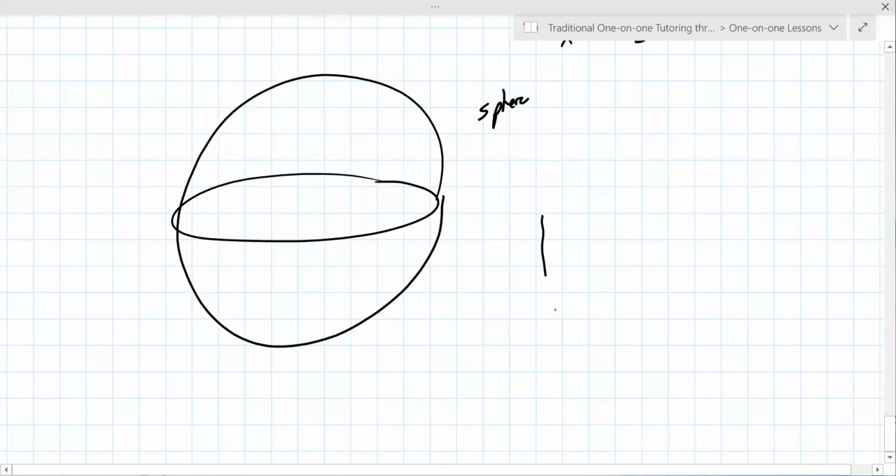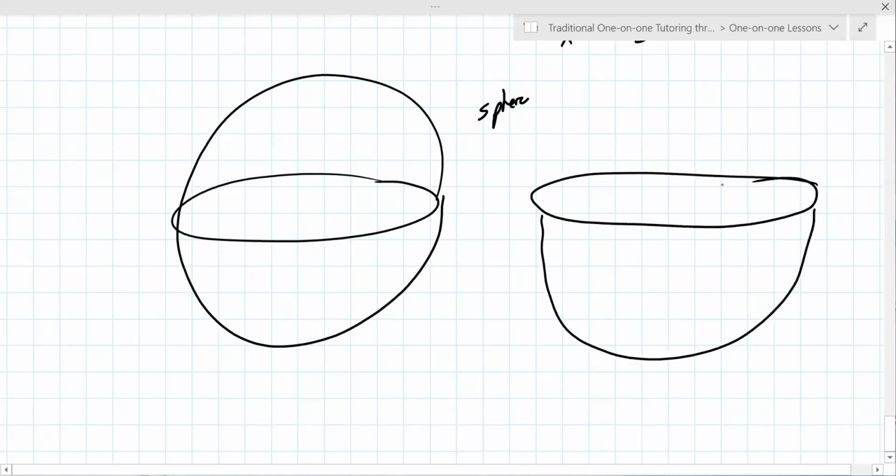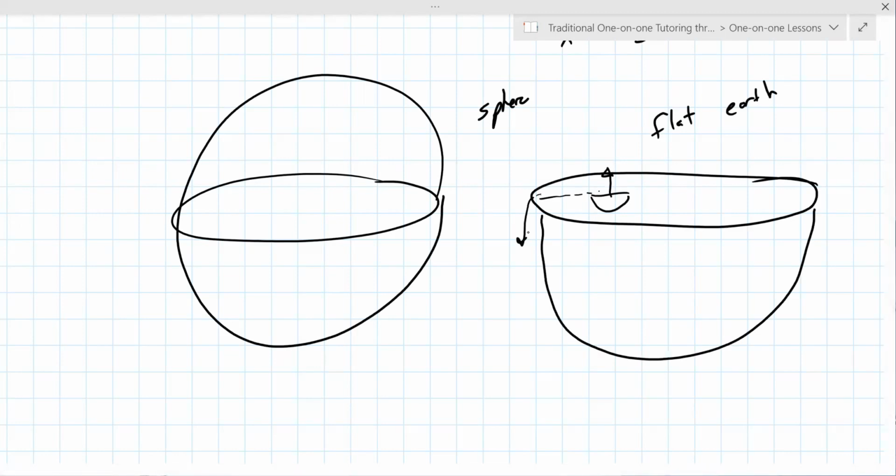Did you know that many years ago, people actually thought the Earth was flat? They thought that if you got on a ship and started sailing, you would go off the edge. But we know the Earth is spherical, right? Yeah, it's spherical, with a crust and a core inside.